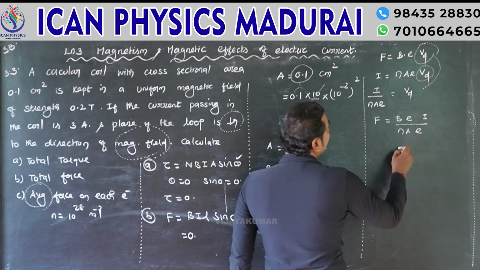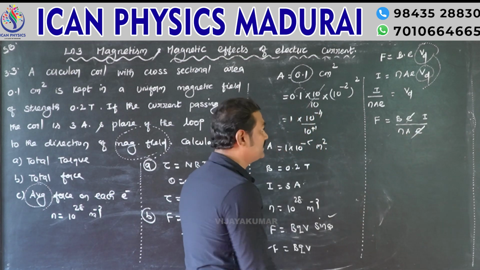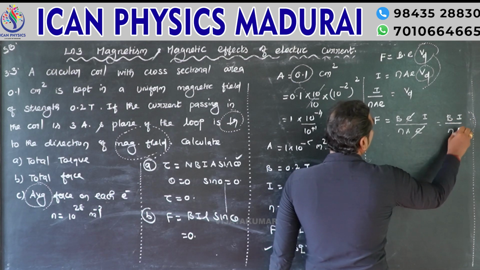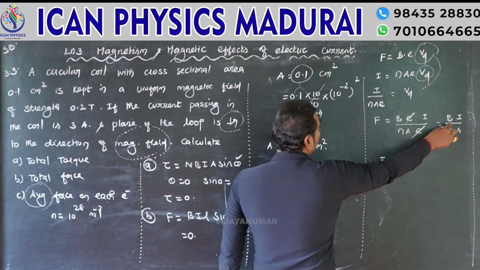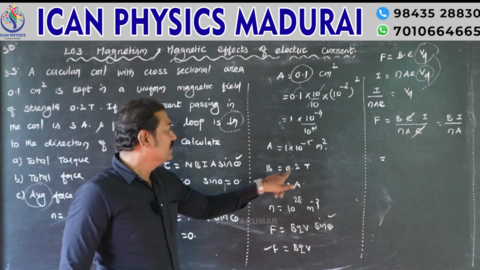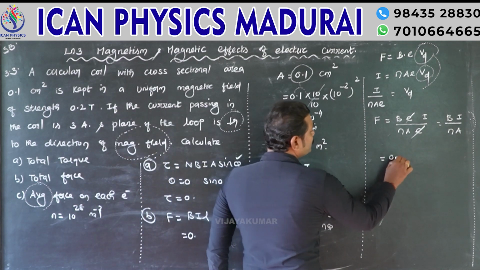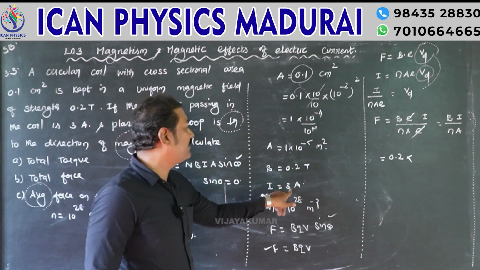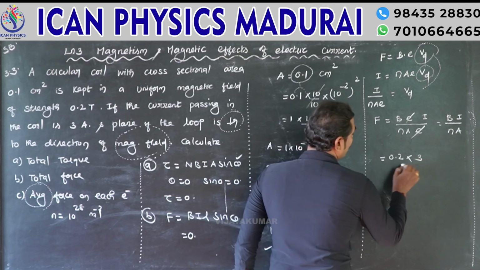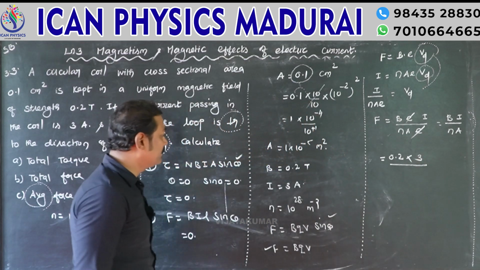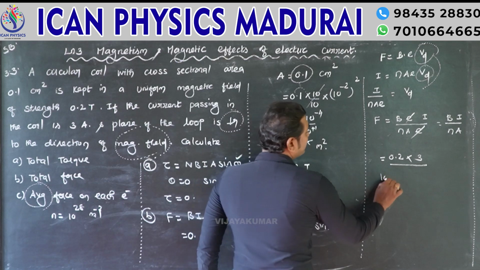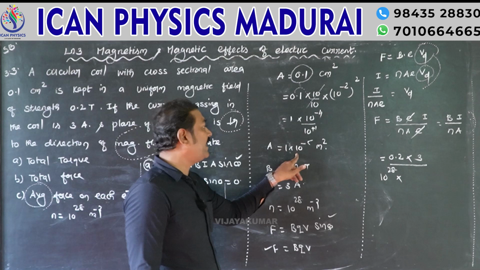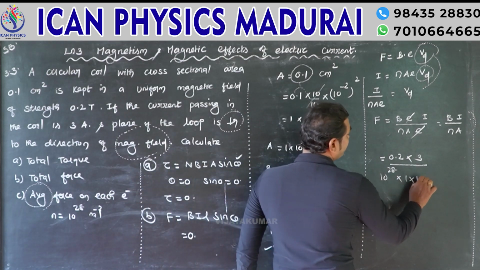Now the e and e get cancelled. So finally we get B I by n A. B is the magnetic field, so what is the value of the magnetic field? 0.2. Into I, the current. So what is the value of current? 3 ampere. Divided by n. So what is the electron density? 10 to the power 28. Into A. So what is the value of A? 10 to the power minus 5.